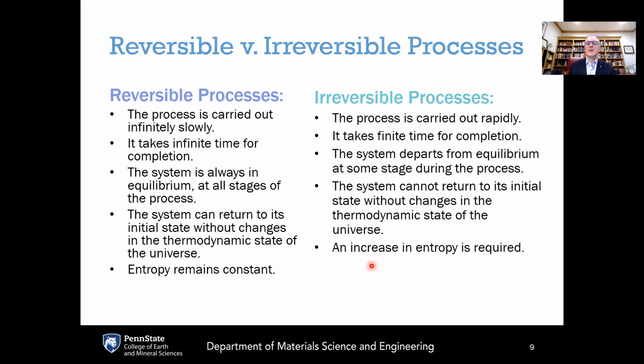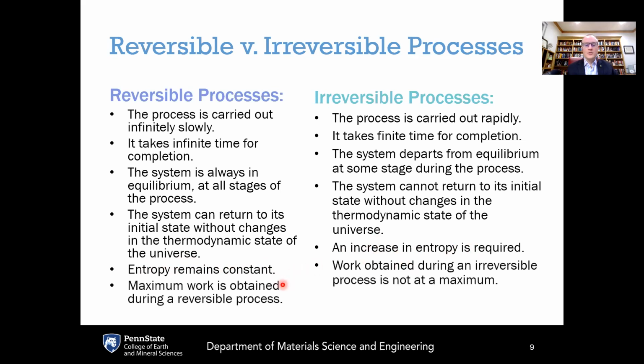So if we consider the statement of the second law, that delta S is greater than or equal to zero, the equal to zero part refers to reversible processes. The greater than zero part refers to irreversible processes. For a reversible process, maximum work can be obtained because delta S is equal to zero. And for an irreversible process, the work that is obtained is never a maximum because of the production of entropy.